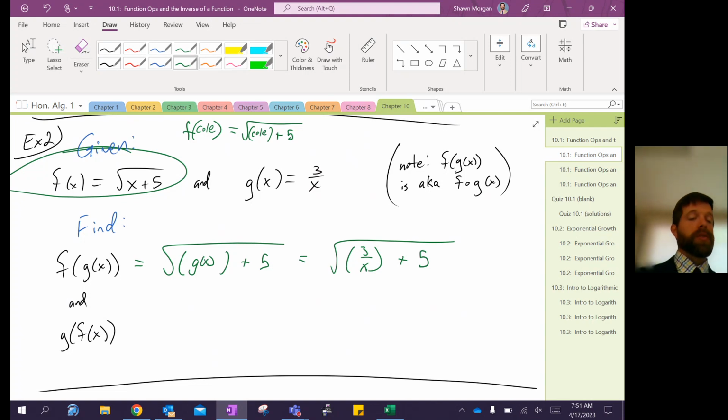Let's see if we can do it in reverse. The G rule, I'll change color here, says we're going to do 3 divided by whatever. So if I said G of 7, it would be 3 over 7. G of 10, it would be 3 over 10. G of Nicholas, it will be 3 over Nicholas. G of spaghetti, it would be 3 over spaghetti. The rule says G of whatever means divide 3 by whatever. So G of F means 3 divided by F.